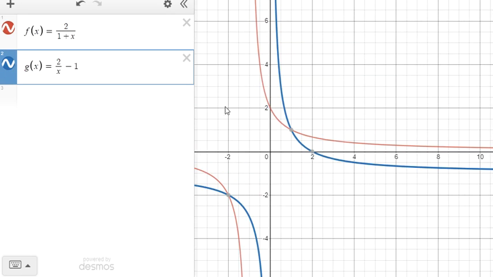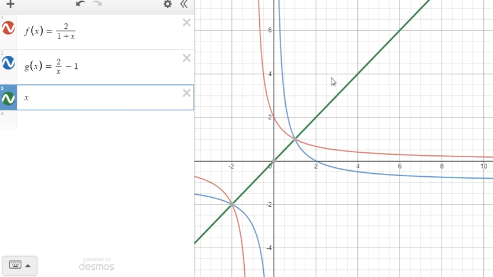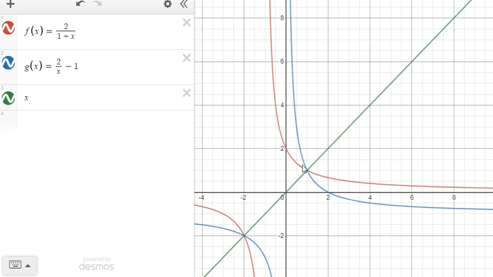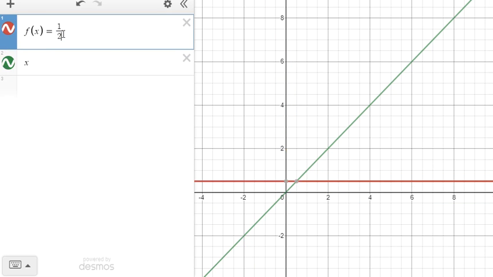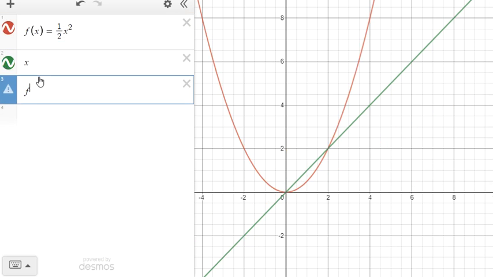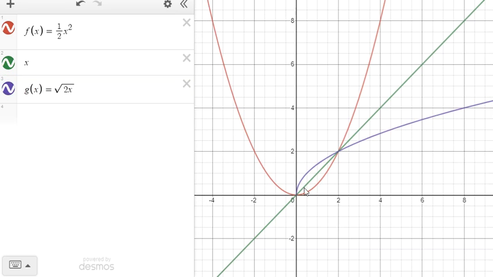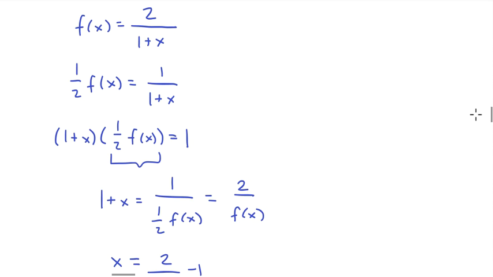Now if you notice, this seems to be like a reflection. If I draw the line y equals x, you can see that it's neatly symmetrical on either side of this line. The same thing holds true for our previous examples. So our previous example, f of x was 1/2 x squared. And if we graph its inverse, which was the square root of 2x, we can see that again, it's neatly symmetrical along this line y equals x.